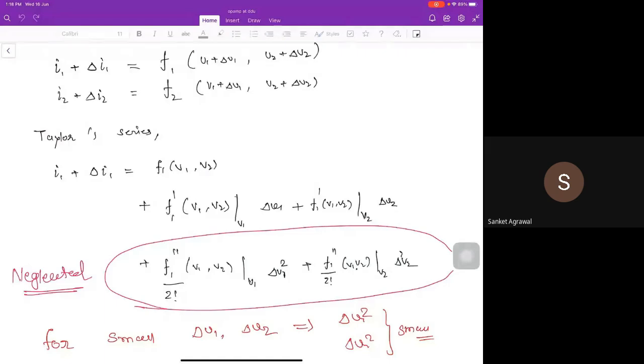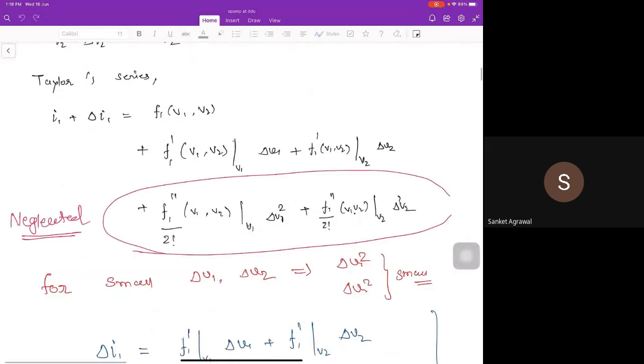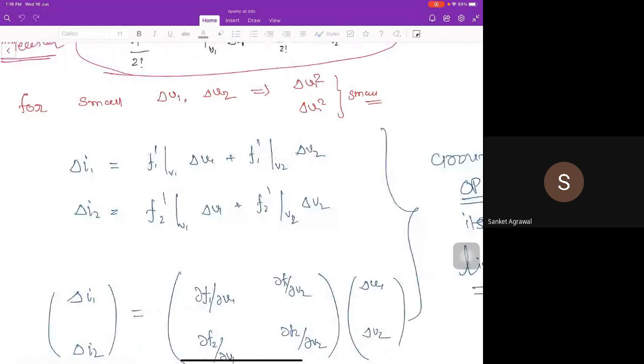We already said that, right? We already decided that the signal is very small. So this delta V1 squared and delta V2 squared will definitely be small values, so we can neglect them. After neglecting, we will have this equation: delta I1 is equal to the derivative of F1 with respect to V1 times delta V1.